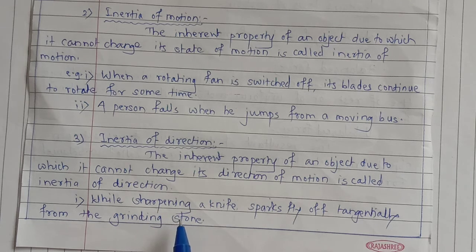grinding stone, some sparks come out of it due to friction, but these sparks do not move in the direction of the grinding stone. They go straight, tangentially, because they cannot change their direction of motion. In the same way, when a vehicle moves, the mud stuck to its wheels also flies off tangentially. That's why mud guards are always provided with vehicles.